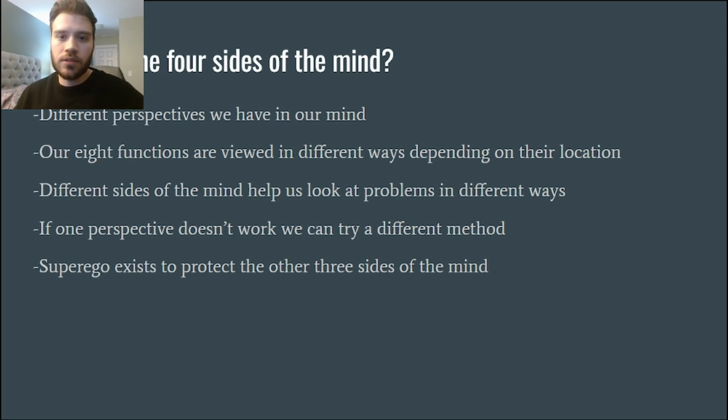So if one perspective doesn't work, we can try a different method. If using your ego doesn't work, you can use your subconscious. If that doesn't work, you can use your shadow. And if that doesn't work, you can use your superego. So these 4 different orders of perspective really just help us address the world in different ways. The superego exists to protect the other 3 sides of the mind. As we'll get into in more detail later, it exists more to protect the other 3 sides of the mind than it is something that's consistently and often used in a person.